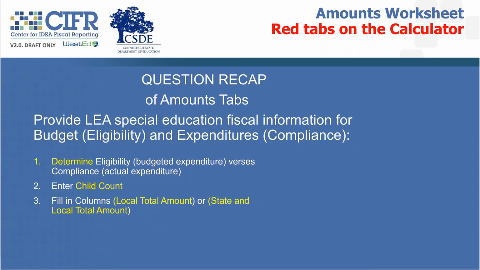So, the amounts tab, again, the red colored tabs recap special education funds placed in by the year. You're determining eligibility by the left side where you put in the budgeted numbers, and then on the right side the actual expenditures for your compliance numbers. You're entering a projected child count around eligibility, and you can have that if you know a student might be leaving or others are coming in, so you put a projected one in there versus the actuals of 10-1 for your compliance side. Fill in your columns, first your local total amount and your state total amount, and the calculator will do all the formulas for you.